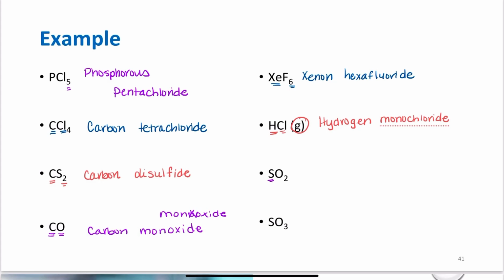SO2, 1 S, sulfur, 2 oxygens, dioxide. SO3, 1 S, sulfur, 3 oxygens, trioxide. So naming molecular compounds tends to be easier for students because they just remember the prefixes, and it's kind of faster and easier to do them than ionic compounds, but you do have to remember the naming conventions. You do have to keep them straight and be able to do them correctly depending on what kind of compound you have.